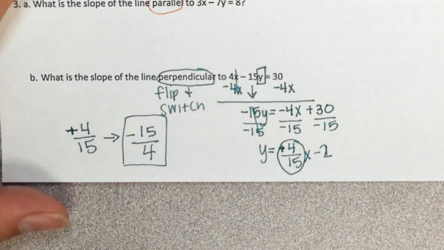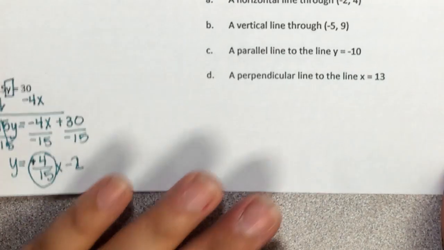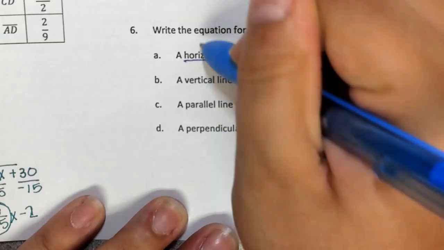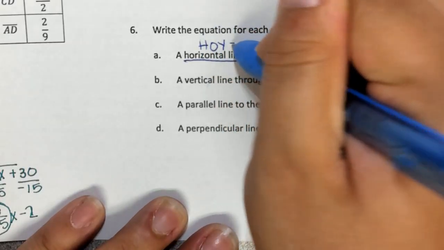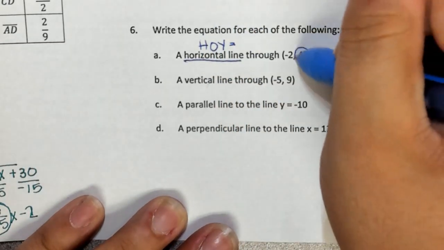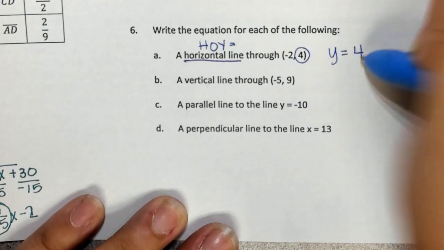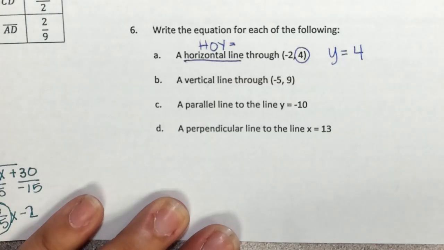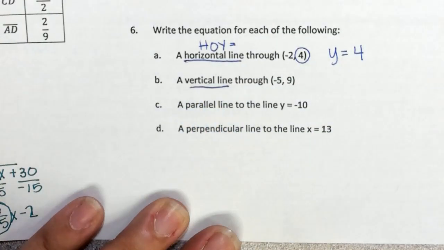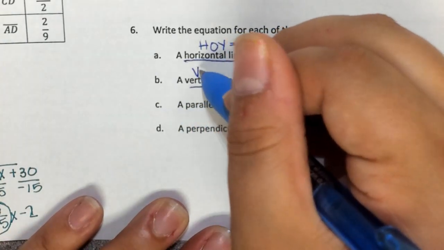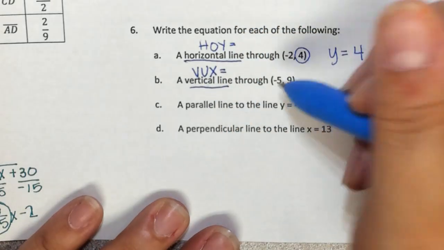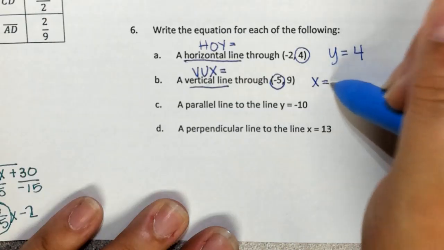Number 6. Can I slide on over to 6? A horizontal line. What word goes with horizontal lines? Hoy. And what do we know about hoy? Y equals, what's my y here? So your answer is just y equals 4. Write that down. A vertical line. What word goes with vertical? Vux. Vux is x equals, what does my x equal here? Negative 5.